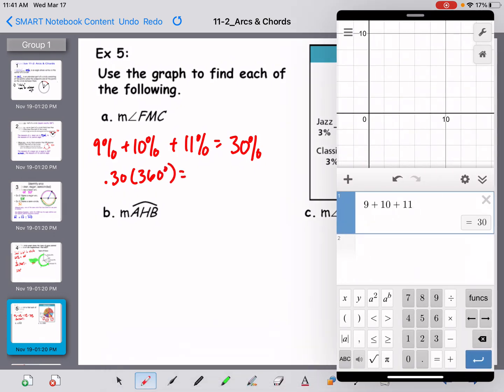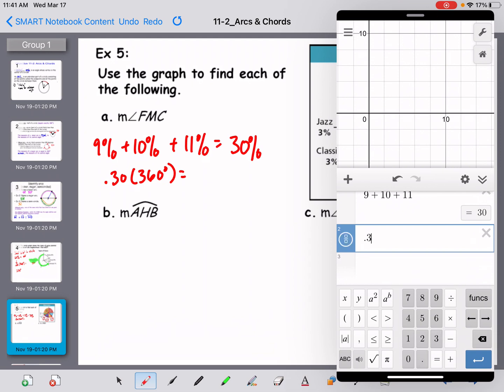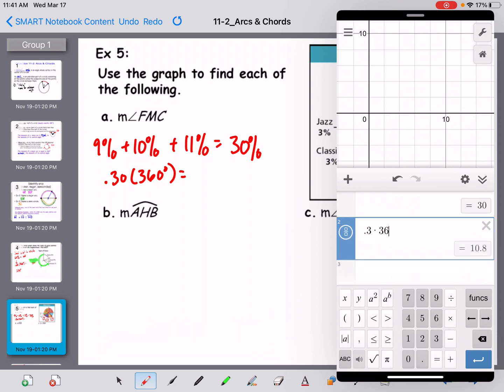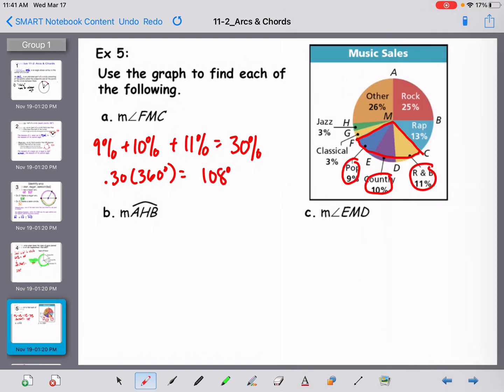So 0.3 times 360 is 108 degrees. So this arc is 108 degrees. Now the problem asked for the angle. Remember, if this is a central angle, this angle and this arc are going to be the same. So the measure of angle FMC is 108 degrees.